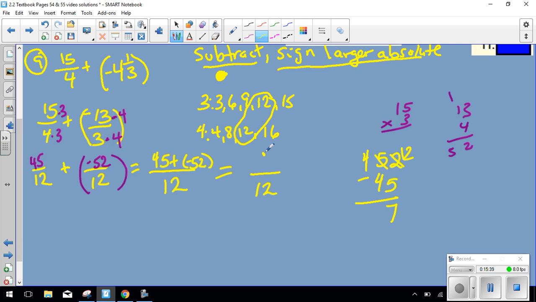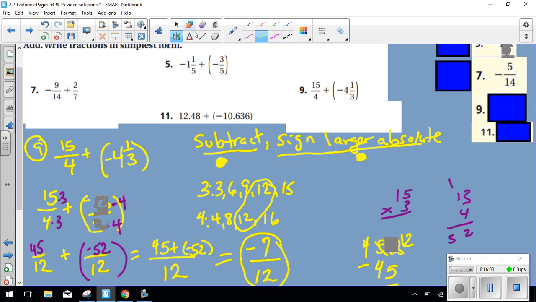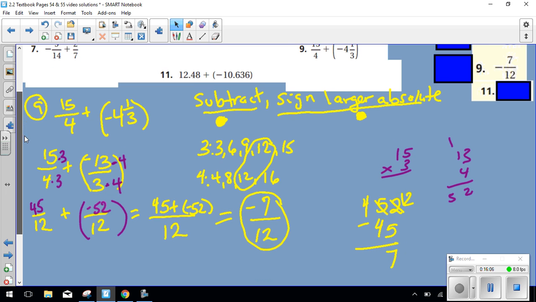So 7. Now I'm going to keep the sign of the larger absolute value. So whose absolute value is bigger, the 45 or the 52? Hopefully 52 is what you're saying, so I bring its sign over. So my final solution is negative 7 over 12. So if we come over here, we get negative 7 over 12. Okay, let's move on to number 11.